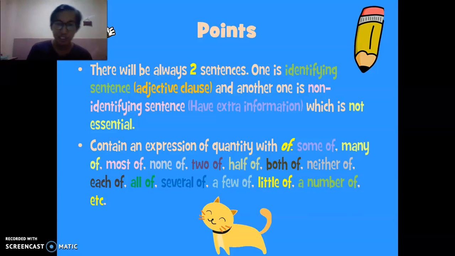One is the identifying sentence, the adjective clause itself, and then another one is the non-identifying sentence. The sentence that has the extra information in it, which is not really essential. And then the second point is to contain an expression of quantity with of, like some of, many of, most of, none of, two of, half of, both of, neither of, each of, all of, several of, a few of, a little of, a number of, etc.